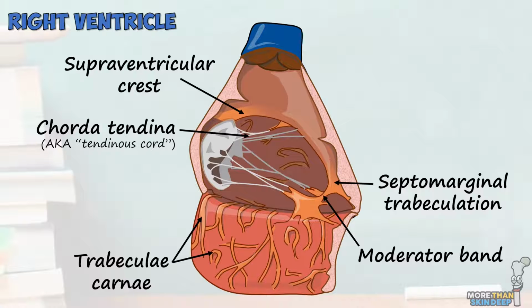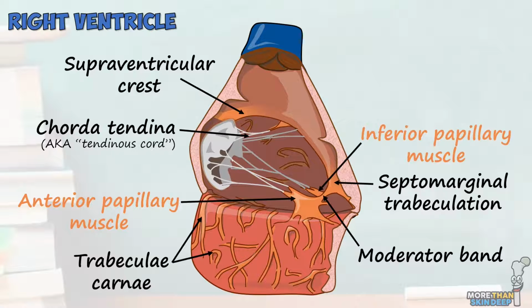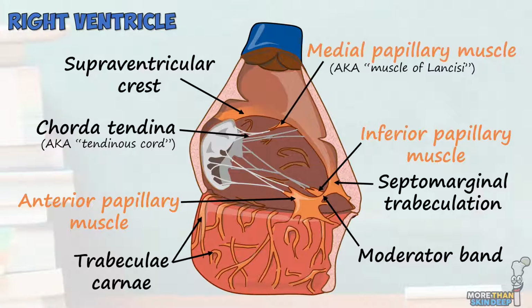There are 3 major papillary muscles in the right ventricle. The anterior papillary muscle attaches to the anterosuperior tricuspid leaflet, the inferior papillary muscle to the inferior and septal leaflets, and the medial papillary muscle, or muscle of Lancisi, to the septal leaflet. The anterior papillary muscle is by far the largest, and the muscle of Lancisi is the smallest.